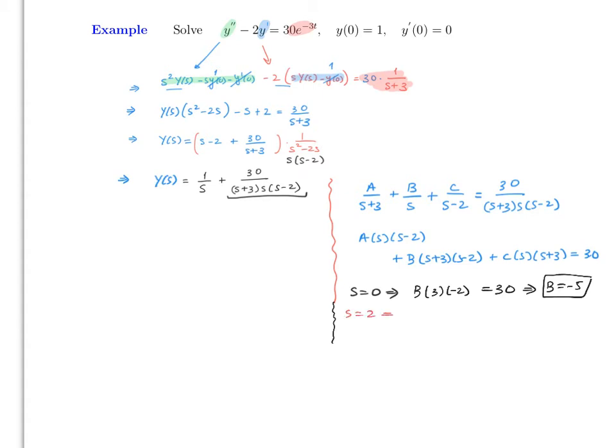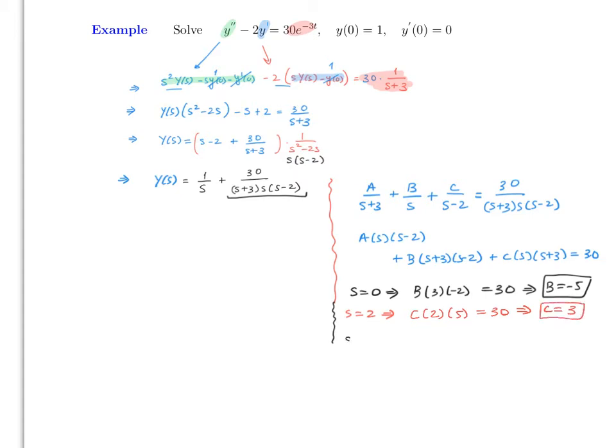s equals 2. If we pick 2, this is gone, this is gone, and from here you will have c times 2 times 5 equals 30. So that implies that c equals 3.